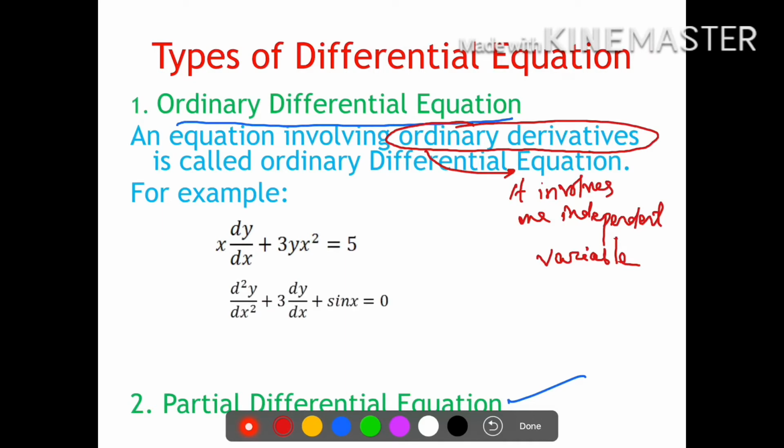Now consider the second one, suppose of this form: d square y dx square plus 3 dy dx plus sin x equals 0. This is also an ordinary differential equation. How will we know this? Because here it involves only one independent variable.